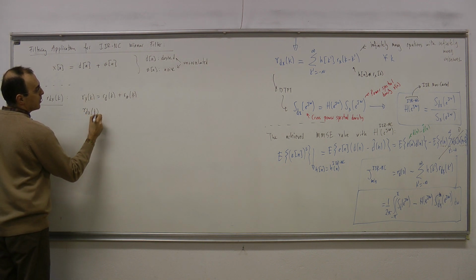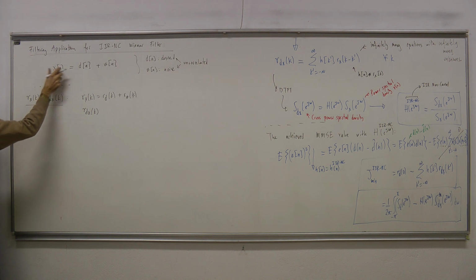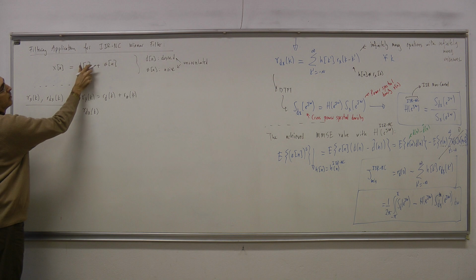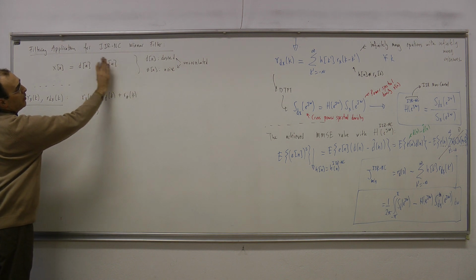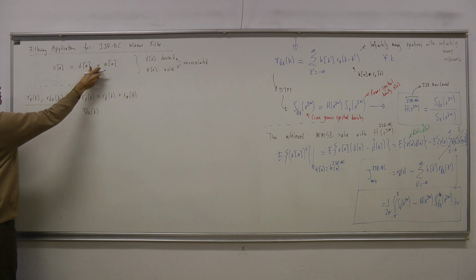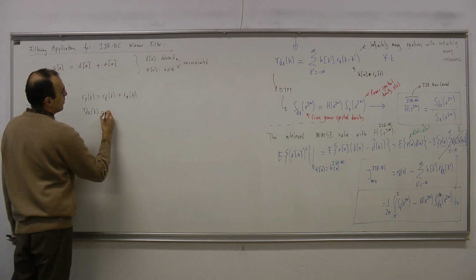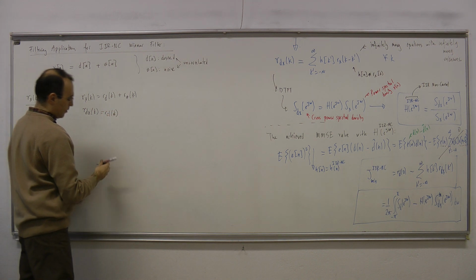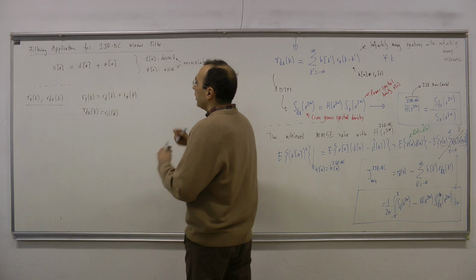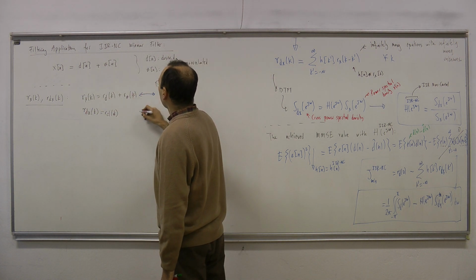How about R_dx(k)? d of n times x of n minus k. Multiply this by x of n minus k from the left, where x of n minus k is present. Take the expected value. They are uncorrelated and zero mean, so this term goes away. So this is d of n times d of n minus k, R_d(k). Okay. Then take its DTFT, almost done.